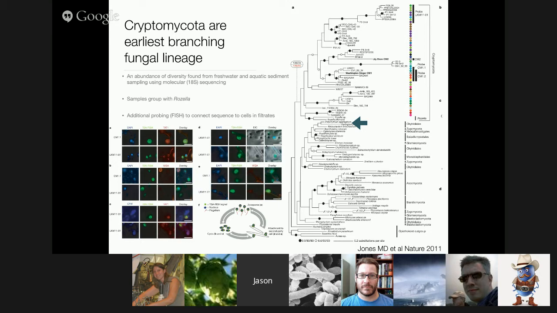And so the group from Tom Richards' lab at Exeter named this the Cryptomycota, and they were able to develop probes to go back and probe the samples to actually identify the cells where these sequences were coming from, and show that they likely had characteristics that we see in some of the chytrid fungi, which is that they have these flagellated stages called zoospores, and that they represent a whole lot of diversity that we had not seen before or not really characterized.